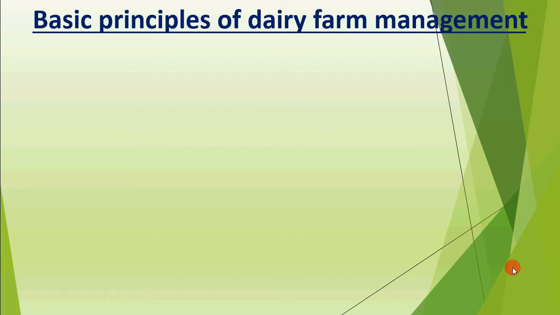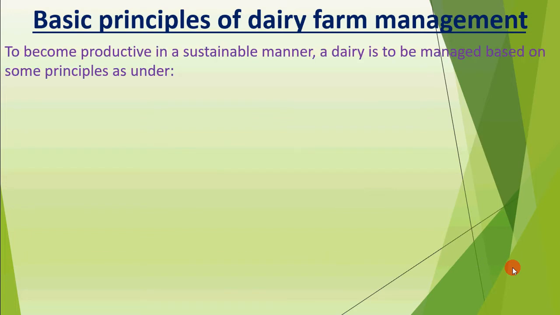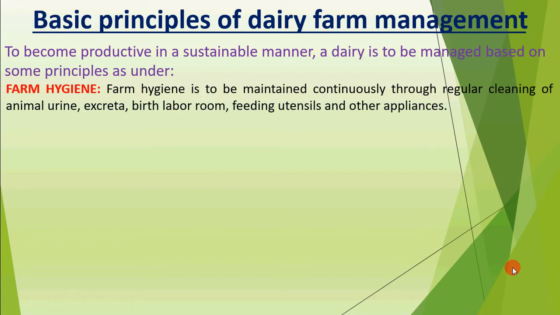Next topic is basic principles of dairy farm management. What will be the basic principles? Basic principle is farm hygiene. You have to follow the hygiene of the farm. If you do not clean the farm properly every day, your cow will be suffering or infected by different sorts of diseases.